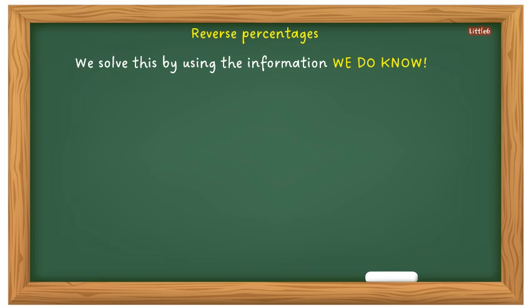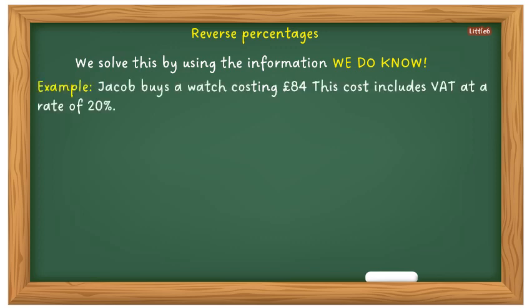In functional skills maths, it's quite often they will ask you to work out a reverse percentage, but they won't give you the starting value. So how do we solve that if we don't know the original value? Well, we solve that by using the information we do know. All right. So for example, Jacob buys a watch costing £84. This cost includes VAT at a rate of 20%. Okay, how much is the watch without the VAT?